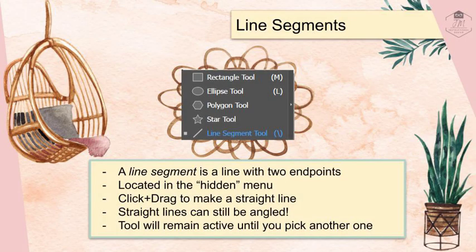Number 5, line segments. A line segment is a line with 2 endpoints. It is also located in the hidden menu. To make a line segment, simply click and drag. You can angle these lines, but they will always be straight. Don't forget that the tool will remain active until you pick another one, so you can make as many lines as you like.